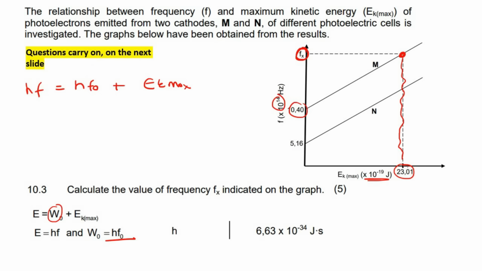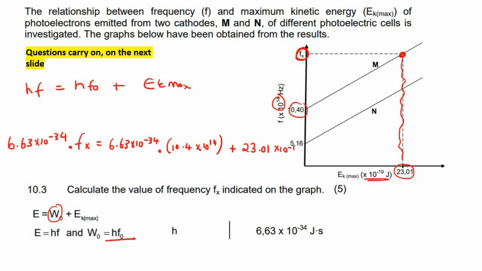So what we can do is go fill that in as 6.63 times 10 to the negative 34 times the frequency, which is what we are trying to find, which is fx. And then we can say 6.63 times 10 to the negative 34 times the threshold frequency. Okay, I'm going to run out of space. And there we've got that plus the EK max, which is then going to be 23.01 times 10 to the minus 19. And so we're just going to have to somehow try and solve for this one now.